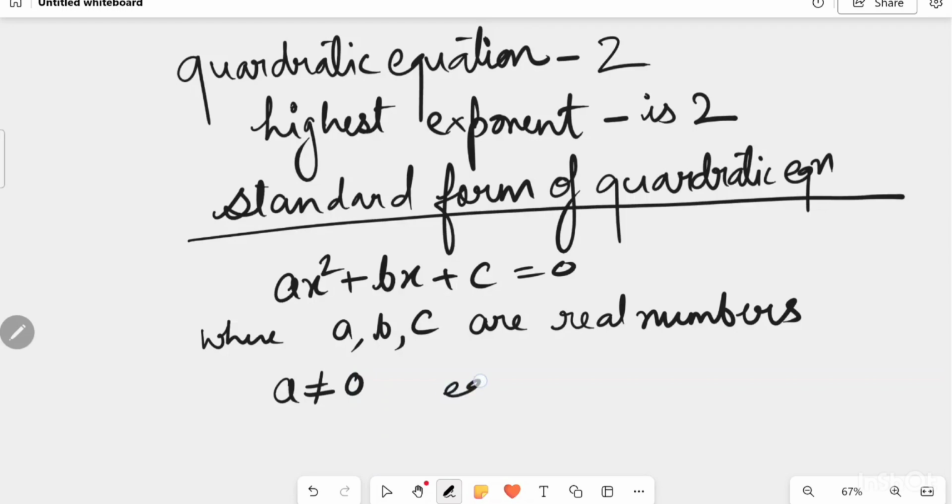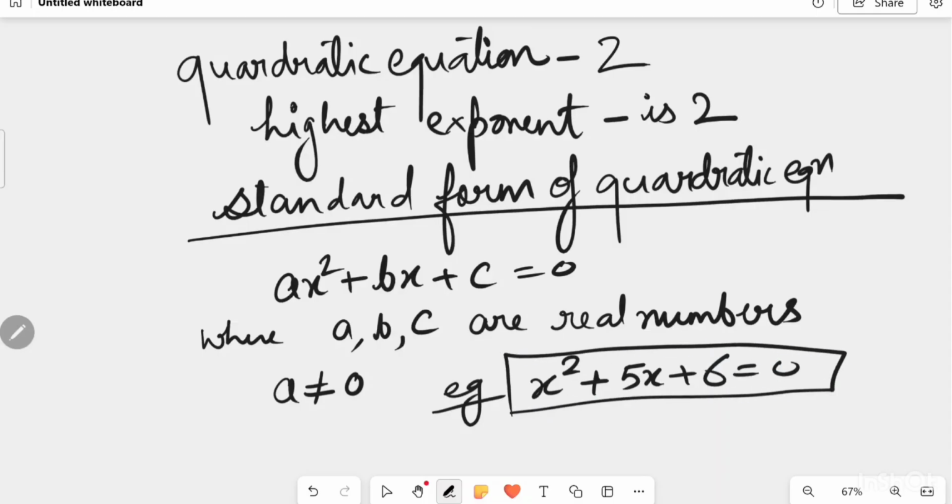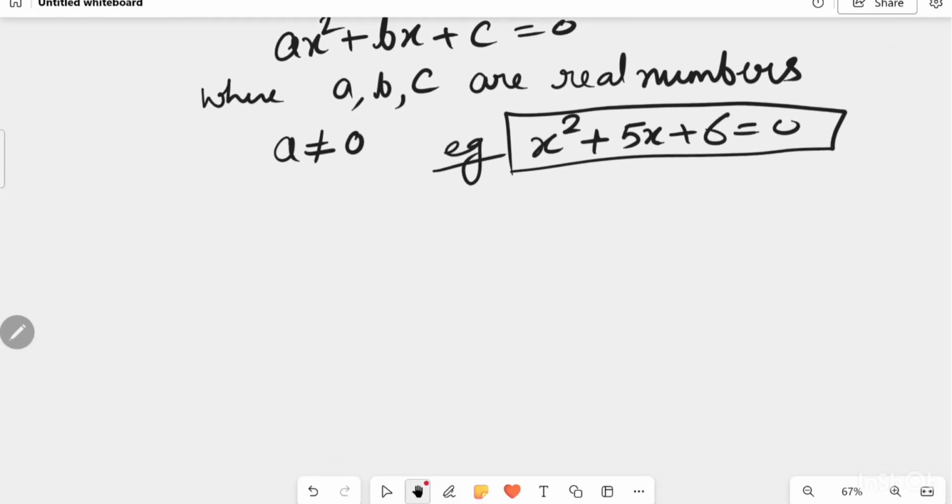Okay. Example, x square plus 5x plus 6 equals to 0. This is a quadratic equation. Now, here a is equal to 1, b is equal to 5, and c is equal to 6. A should never be equal to 0. So this is a quadratic equation.